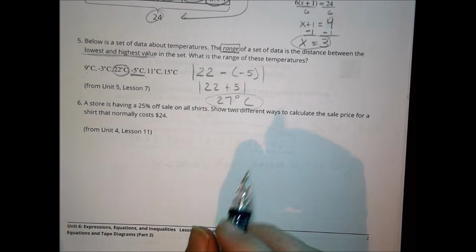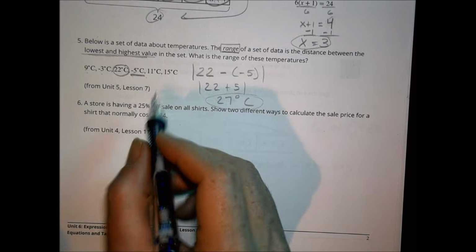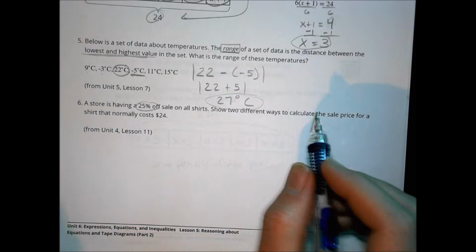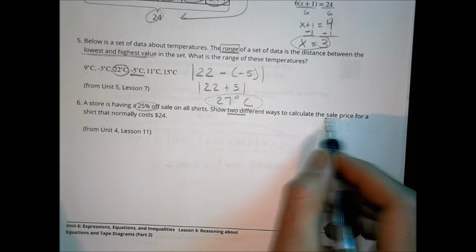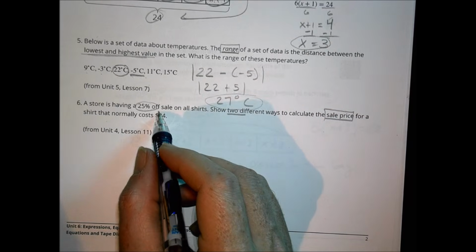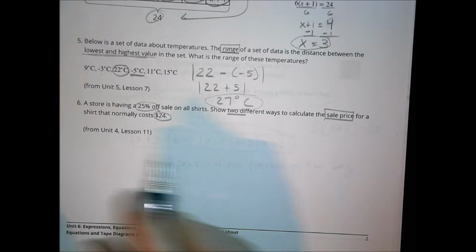And finally, number 6, the review here of percentages. It says a store is having a 25% off sale on all shirts. Show 2 different ways to calculate the sale price. I'm going to find the sale price for a shirt that normally costs $24. All right, so a couple of ways here.